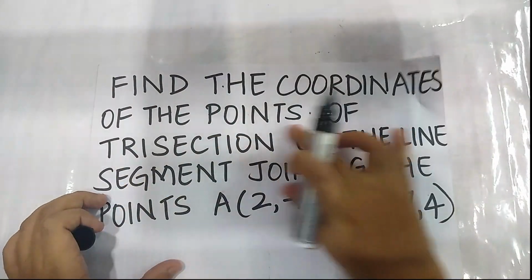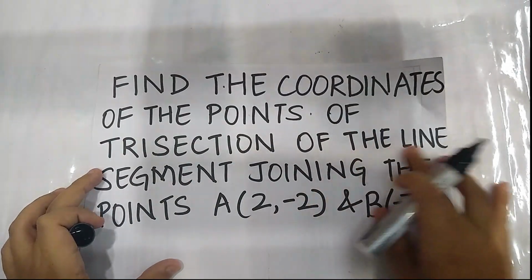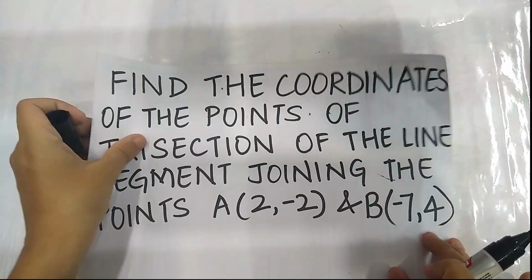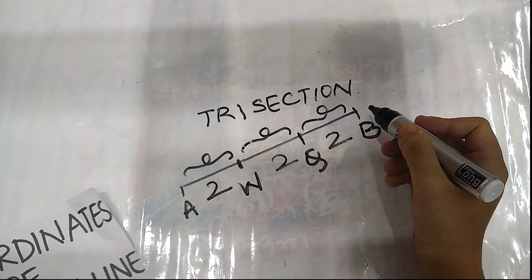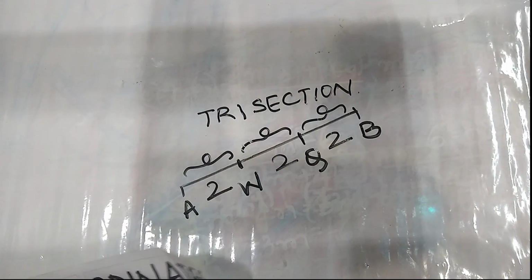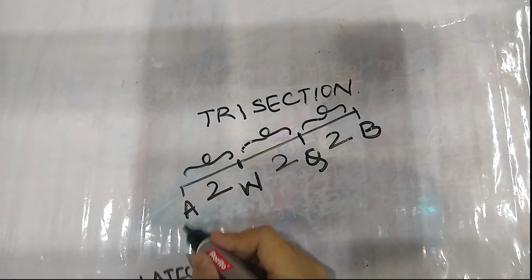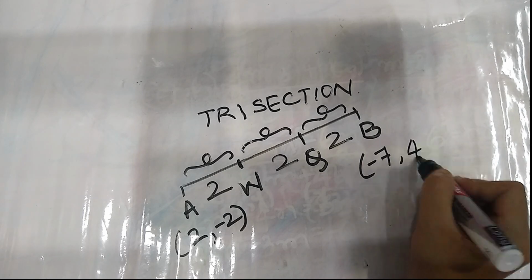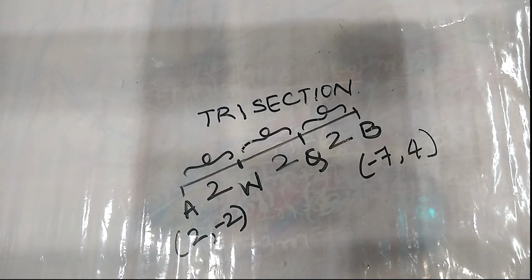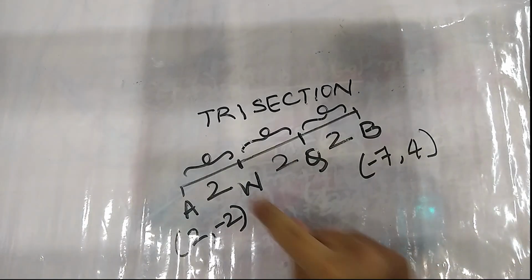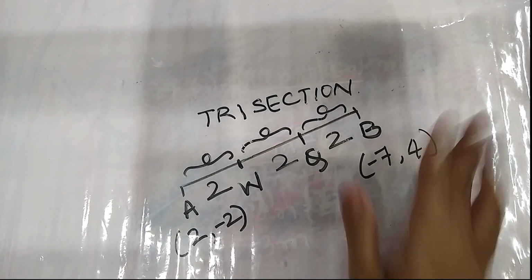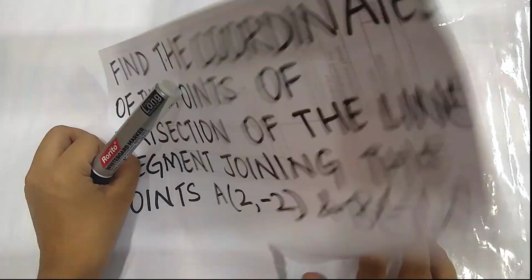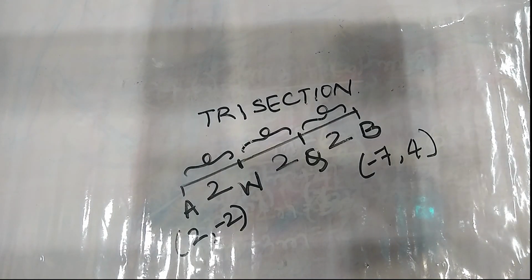Find the coordinates of the points of trisection of the line segment joining the point A and B. The coordinates are given. So what they are saying is, this is the trisection line, and we have the coordinate for A, which is 2, minus 2, and for B, minus 7, 4. Now let me draw this according to the question. Let me just erase this 2, 2, 2 part, because that was just an example. So let me do the diagram according to the question, and then we'll get into using the formula and finding out the answer.